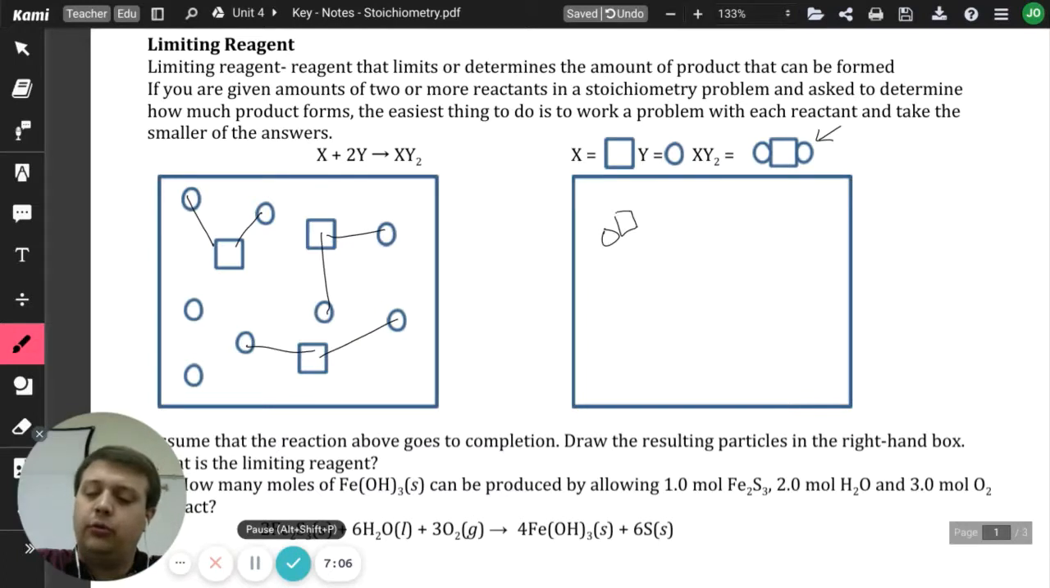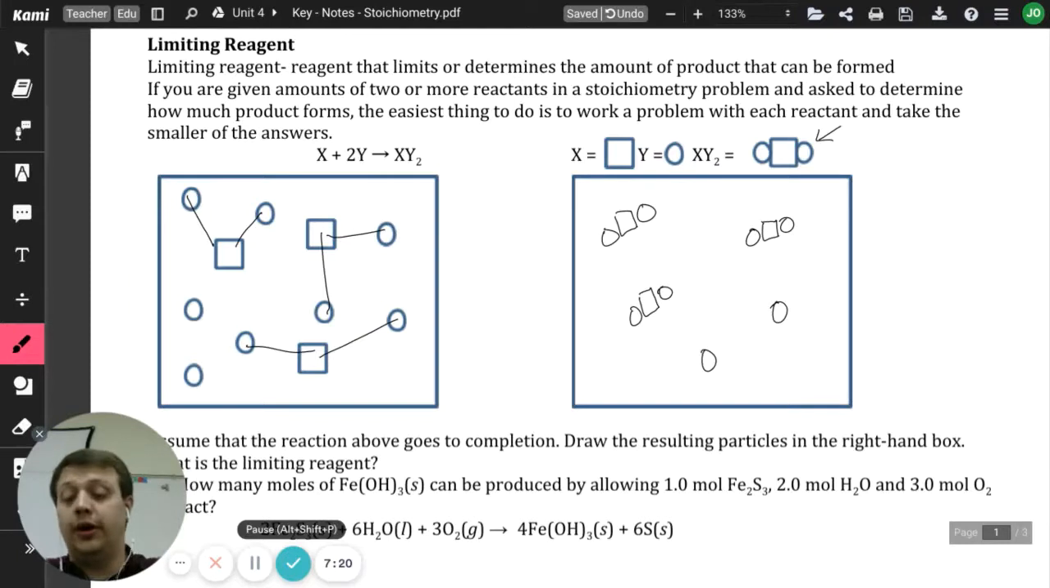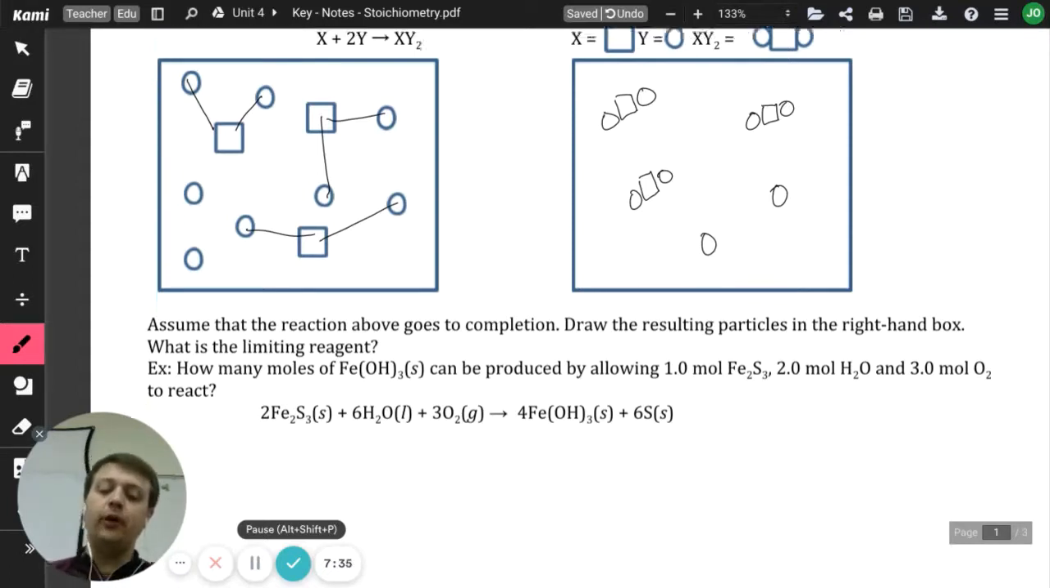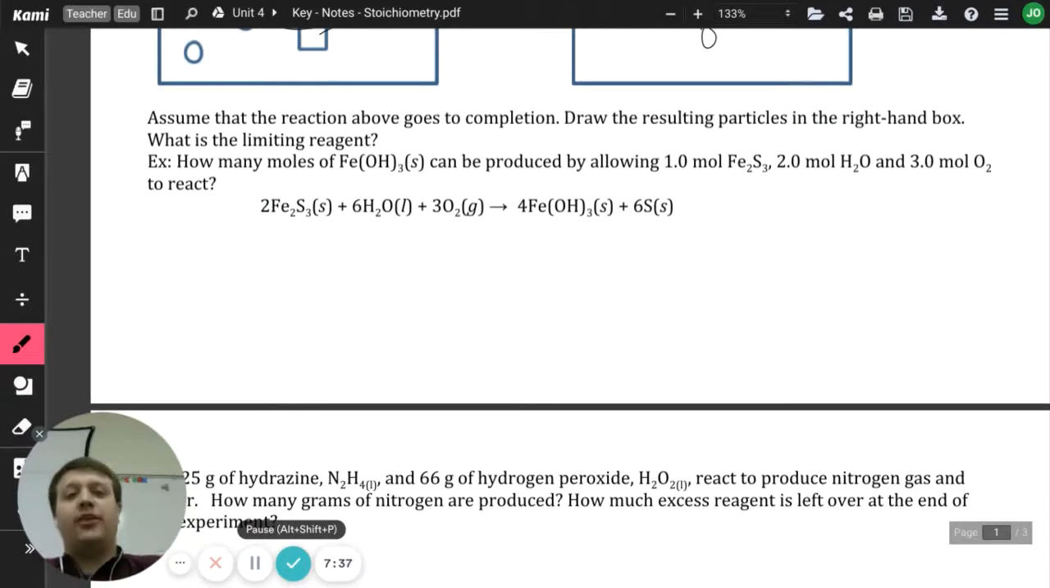So when I redraw that, I should be sure to represent that. So circle, square, circle, circle, square, circle, circle, square, circle, and then we have two additional circles. So then this would be my final answer for this. Drawing in my boxes, I'm going to draw the resulting particles in the box. Okay, so what was my limiting reactant? Well, my limiting reactant was X, whatever mystery element X was.